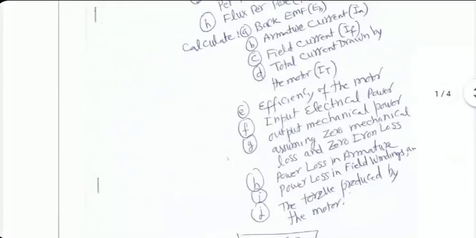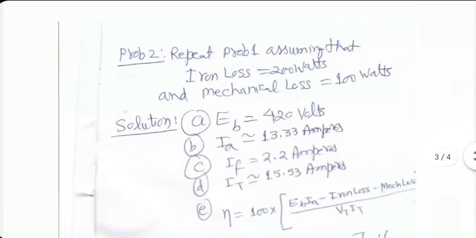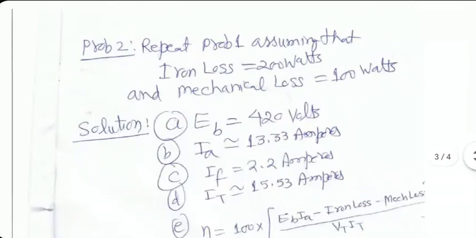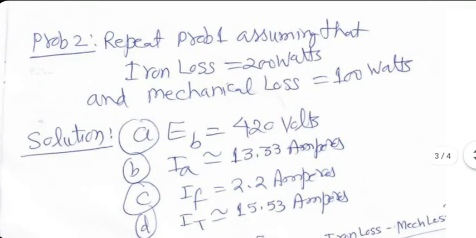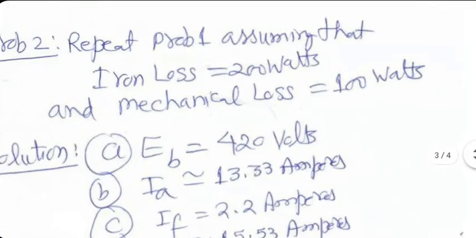Now, problem 2 says repeat problem 1, assuming that iron loss is 200 watts and mechanical loss is 100 watts. So now output electrical power minus 200 watt minus 100 watt will be the output mechanical power. But many things are similar, like back EMF will not change. It is still 420 volts.